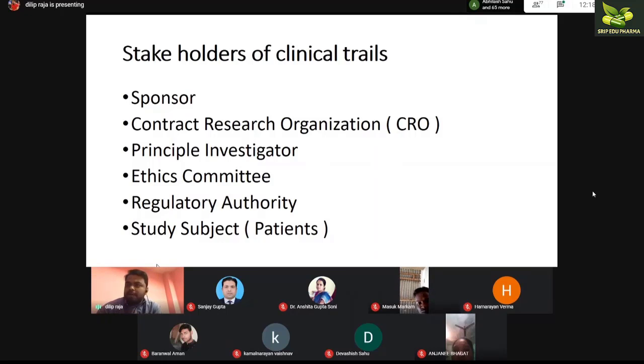So now the principal investigator. The principal investigator is the one who does the real-time research, meaning at the site. As I said, your sponsor is the one who gives the money, and the principal investigator is the one who does the research on the human volunteers. He is the one who is going to recruit the volunteers, and look after all the real-time research. And the ethics committee. Just remember these names: sponsor, CRO, principal investigator, ethics committee, regulatory authority, and study subjects. Anyway, I'm going to explain in the coming slides.